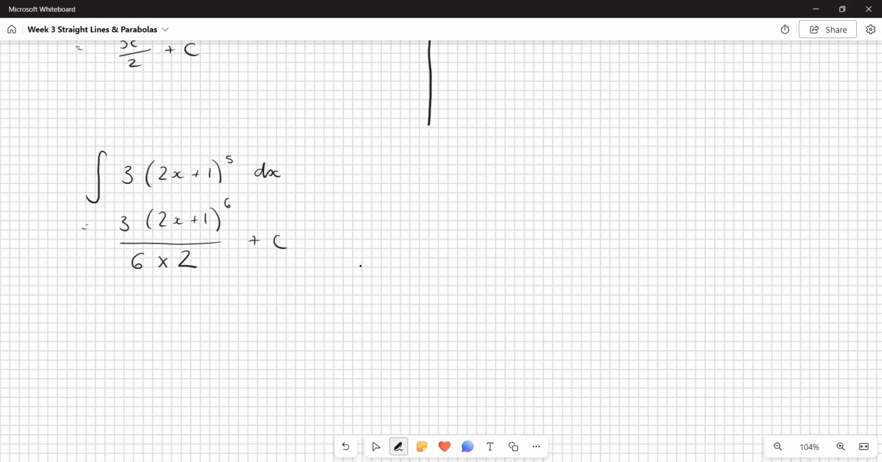And the good news with integrating is you will not be asked in higher maths to do 2x to the power of anything. The derivative for integrating examples will always be a number, okay? In higher. Obviously, there is a way of doing that, but it's just not in the course. So that will be 3 divided by 12, which is the same as a quarter. So 2x plus 1 to the power of 6 divided by 4 plus c.